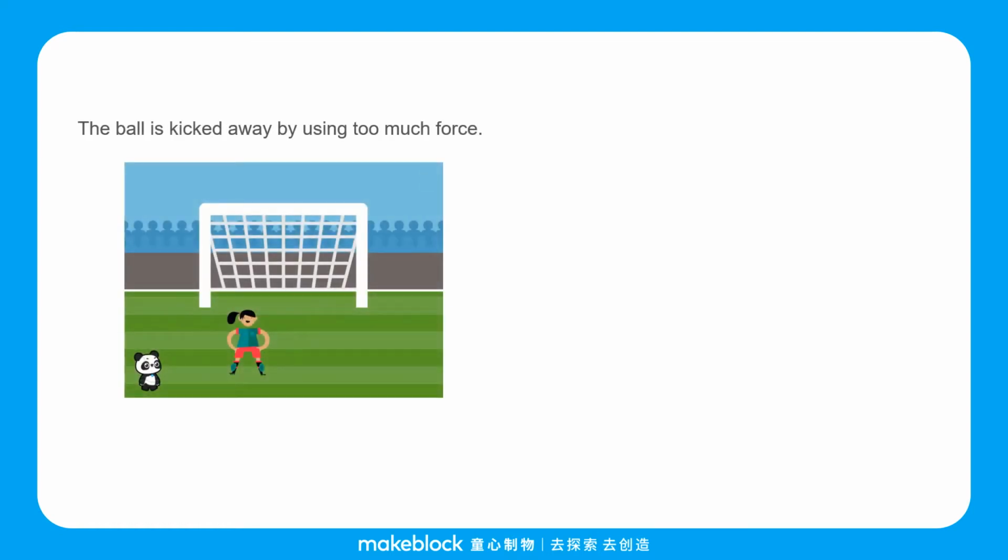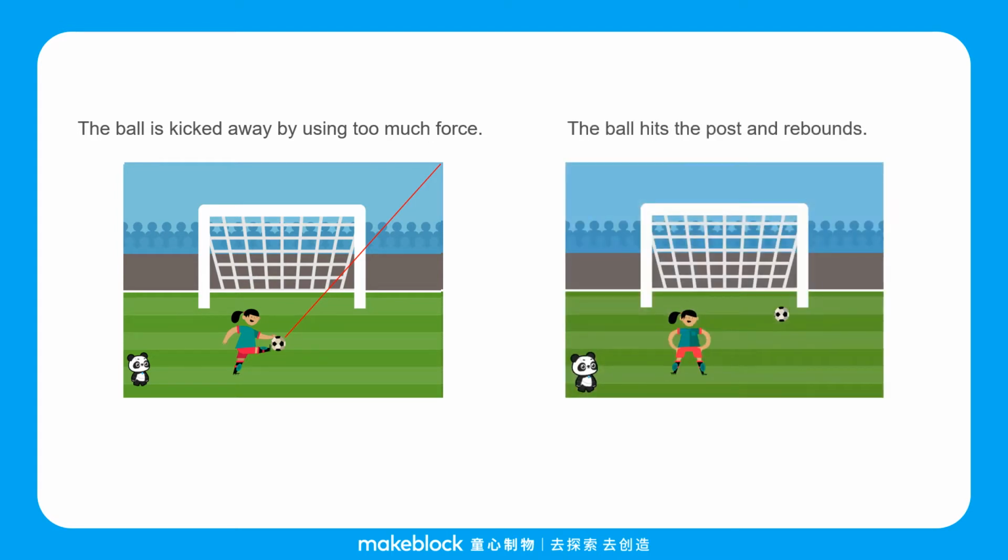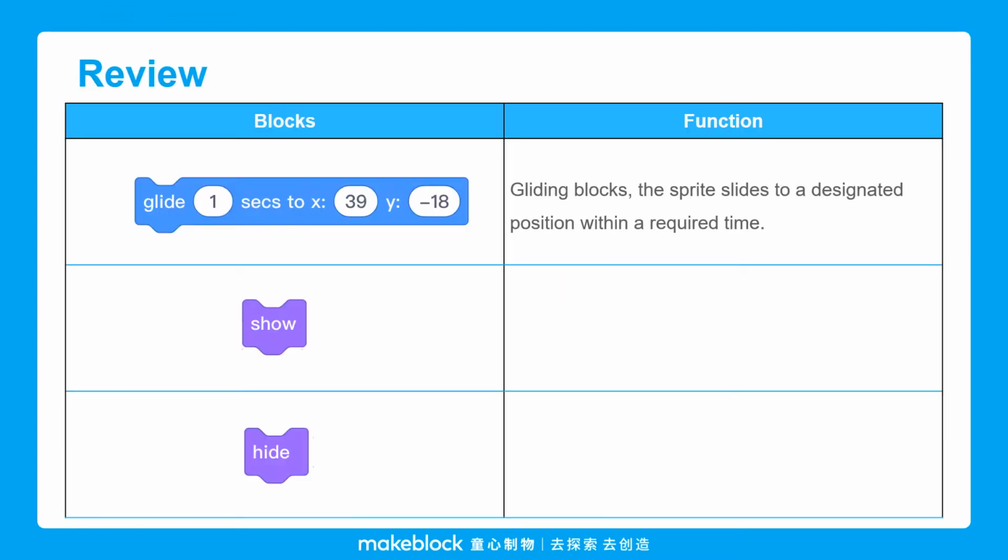In the first case, the ball is kicked away by using too much force. In the second case, the ball hits the post and rebounds back towards us. In either of the cases above, we needed to figure out what position to make the ball go to. We also learned about 3 new coding blocks.